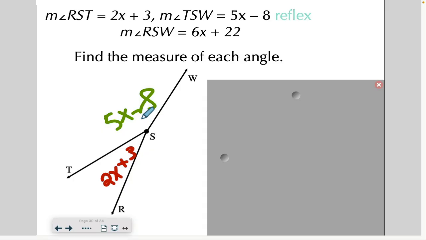The first one is not a straight line. If you think that's a straight line, you have to read carefully. RSW is reflex. Good. RSW is reflex. I understand what you did. You can make it equal to 180. I'm trying to find things higher than that.